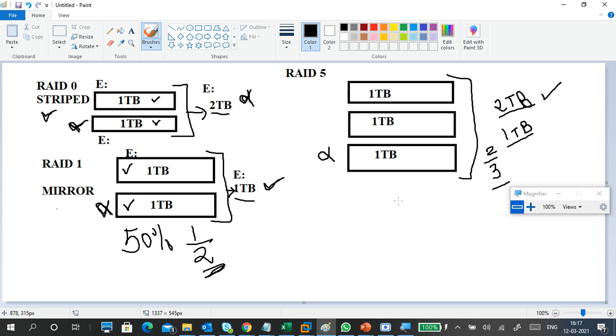Another advantage is if a disk fails, same data, no problem. If you remove the disk and insert a new disk, or maybe you repair the old disk, RAID will automatically come online. You don't need to configure from the start. RAID will automatically sync the data and recreate the data on the new one. How is it possible? Because of parity bits.